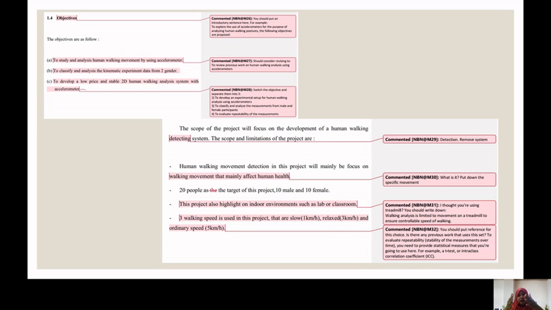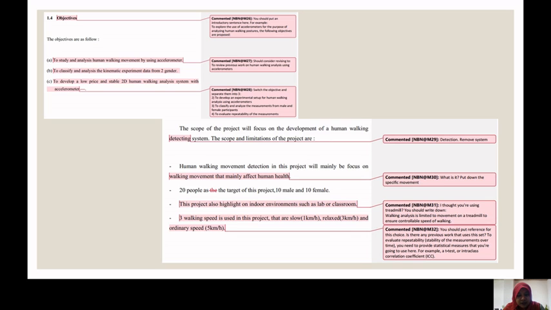You can actually focus on, for example, geriatric or older people who are paralyzed on one side, so there will be some kind of distortion in the walking. So you can specifically focus on one pathology, not other types. Okay, because you can't test for everything, so we take one kind of scope and you focus on that. And then it says 20 people as the target of the project. Okay, so that's the scope.